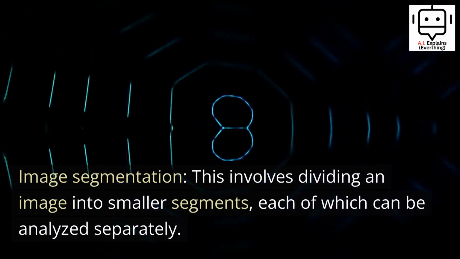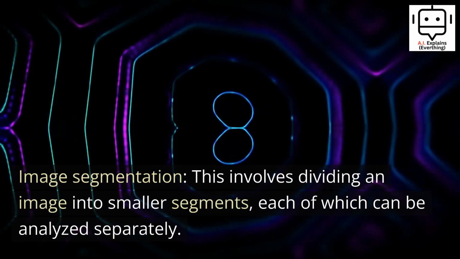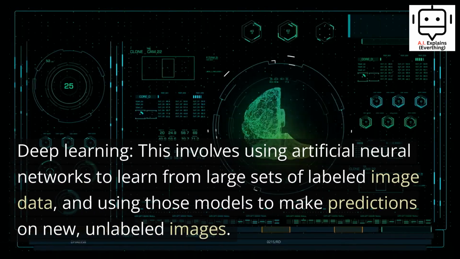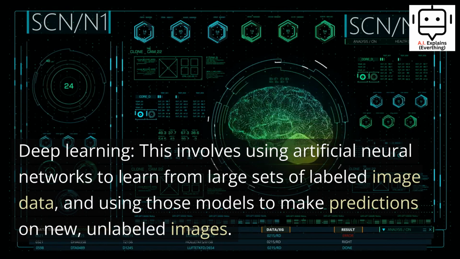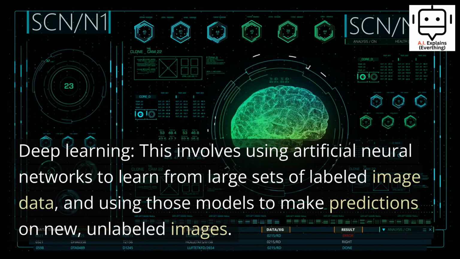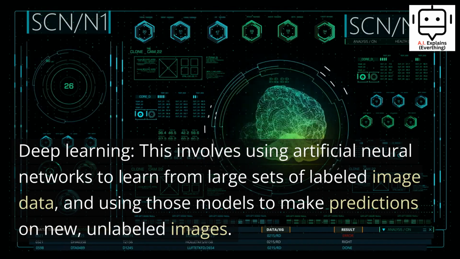Image segmentation. This involves dividing an image into smaller segments, each of which can be analyzed separately. Deep learning. This involves using artificial neural networks to learn from large sets of labeled image data, and using those models to make predictions on new and unlabeled images.